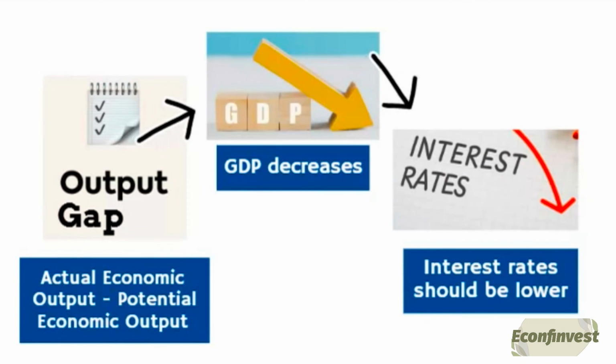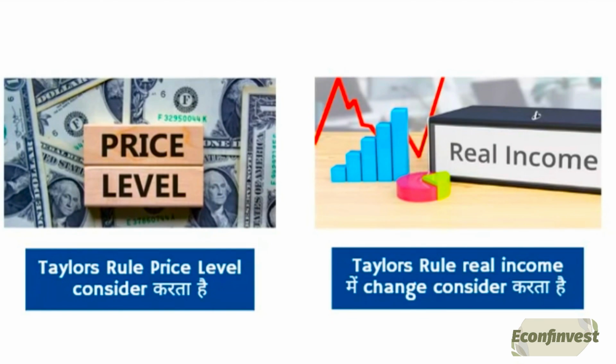Taylor rule considers the difference between actual and potential economic output. Potential output is predicted. The difference between the two is called output gap. If GDP is low, then interest rate should be reduced. If interest rate is low, then people will start withdrawing their deposited money from the bank, because they are getting a lower interest rate. Money will come into the economy and money supply will increase. People will buy more goods, and with more money demand will increase. If demand increases, then production will increase. And if production increases, then GDP will increase. Taylor rule considers the price level in the economy and changes in real income.